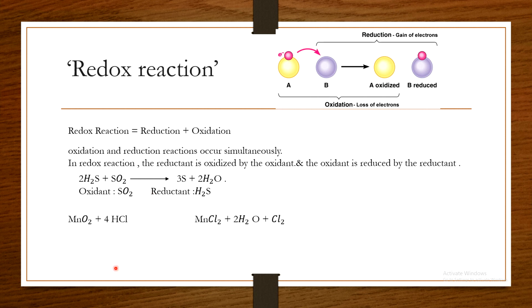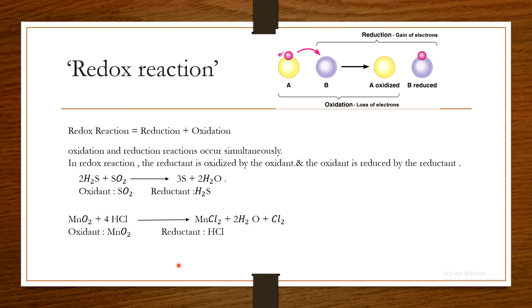Another example: manganese dioxide is given, and hydrochloric acid is given. Mn combines with Cl to form manganese chloride plus water plus chlorine gas. Here the oxidant is manganese dioxide and the reductant is HCl. So here reduction and oxidation happen simultaneously. This type of reaction is called a redox reaction.